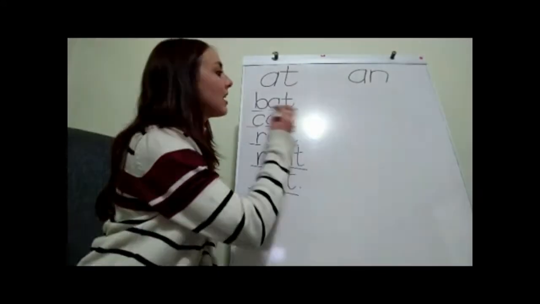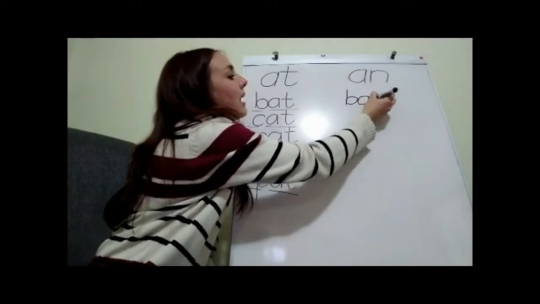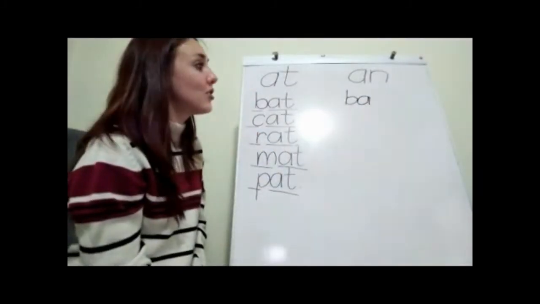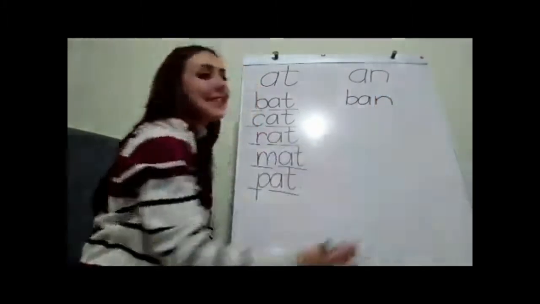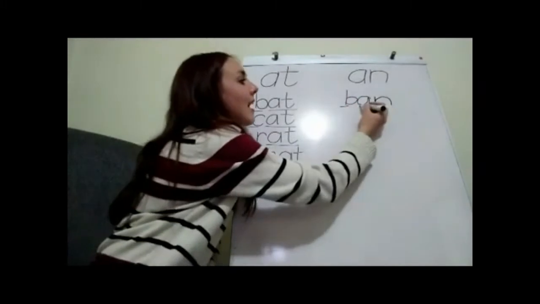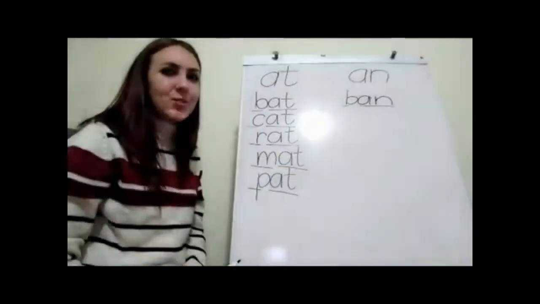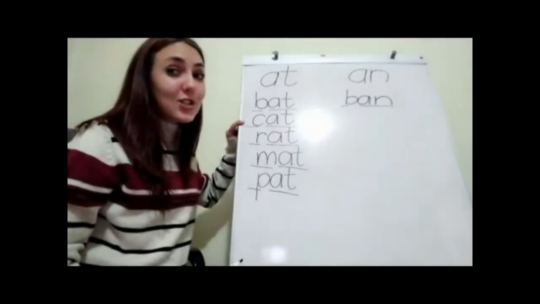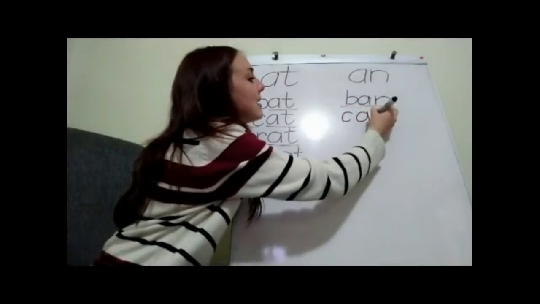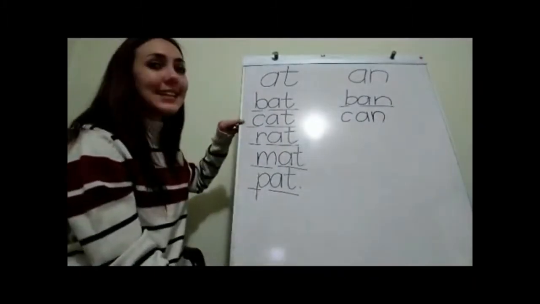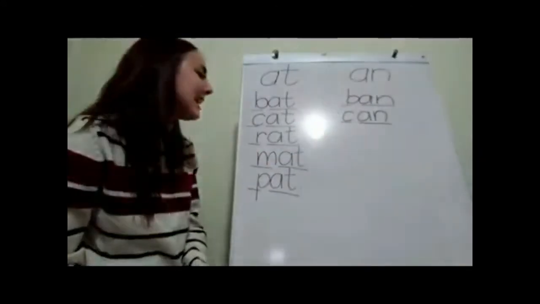Let's see. The first word is bat. So I'm going to write b, a, but I want it to be an an sound, so I'm going to take away the t and replace it with an n. And now my word says ban. B, an, ban. So bat and ban. Let's do the next one. What do you think it's going to sound like with an an sound? Let's see. K, an, can. Let's look from cat to can.